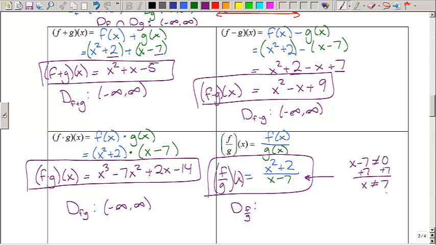x cannot be equal to 7. What am I allowed to include? Everybody except 7. So I exclude 7 and I have all the values to the left and to the right of it. In interval notation, we have negative infinity until 7, union 7 until infinity, which is my new domain for the new function f over g of x.